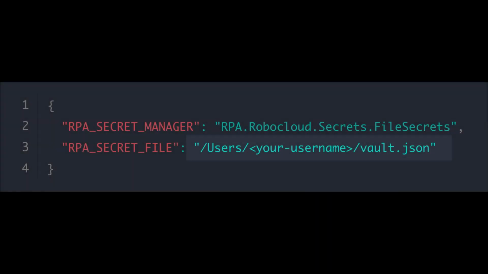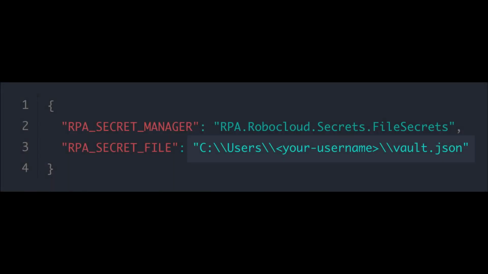Define the secret manager and the secret file. The file path should point to your vault.json file. On Windows, use double backslashes in the path.